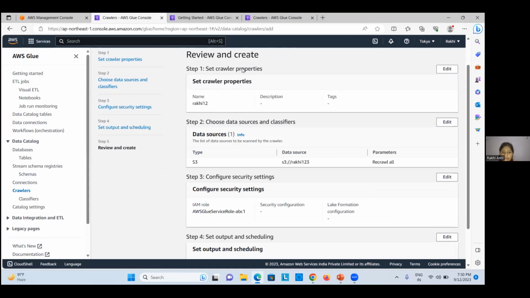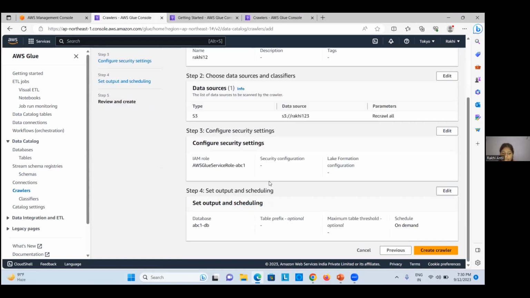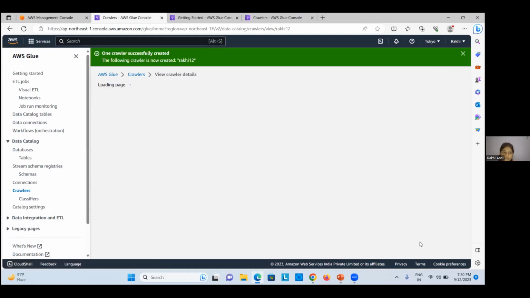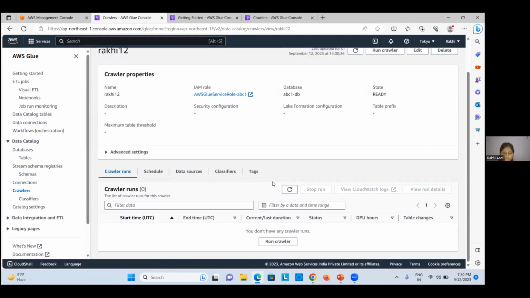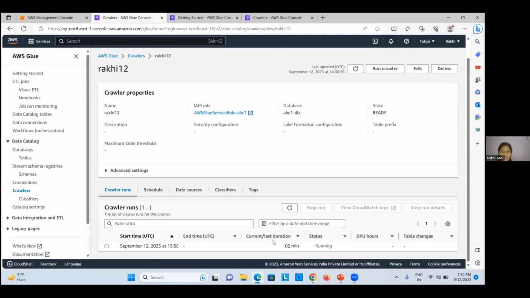So the first step is set crawler properties. Second is choose data sources and classifiers. Third is configure security settings. Fourth is set output and scheduling. Then create crawler. Then run the crawler. Once our crawler is running, we can use Amazon QuickSight to visualize the data in Amazon S3. Then back to our PPT.